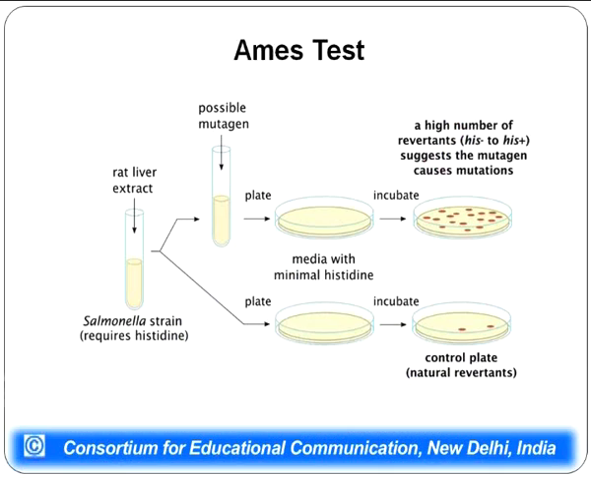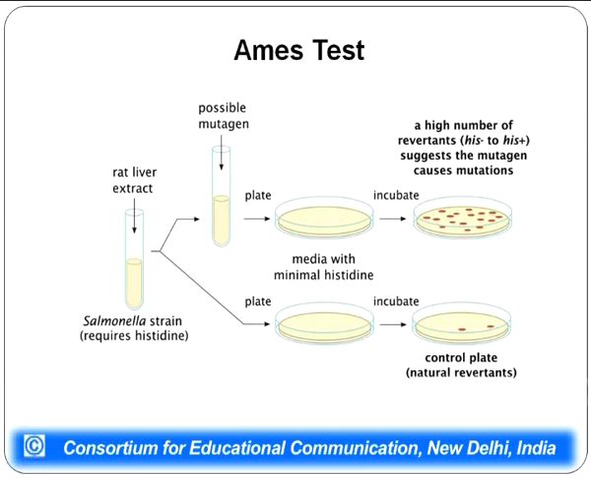Whatever chemical we are testing for mutagenicity, we incubate that with the Salmonella culture, which is growing in a medium which has minimal histidine. If there is any mutation induced, then this Salmonella strain will revert back to the normal strain, and it will start growing in this minimal medium. Whereas if there is no mutation, then all the cells will die. Greater the mutagenicity of the given chemical, greater will be the number of colonies formed after mutation.